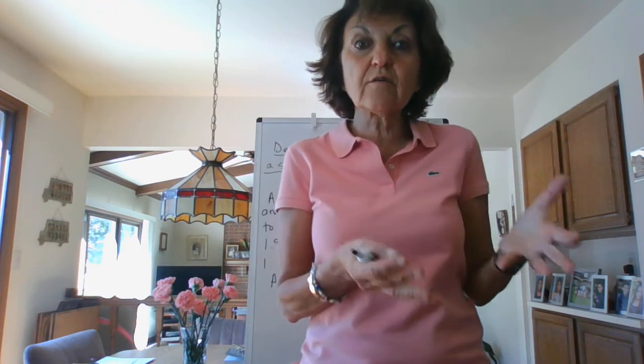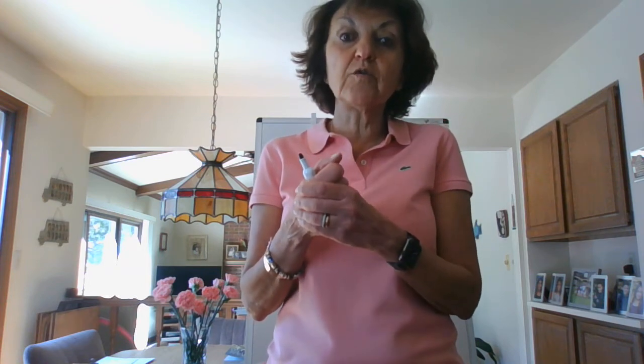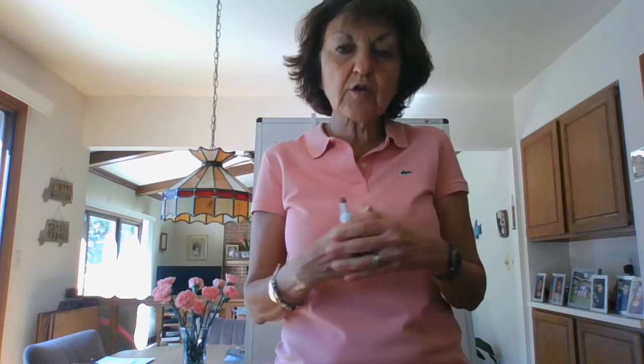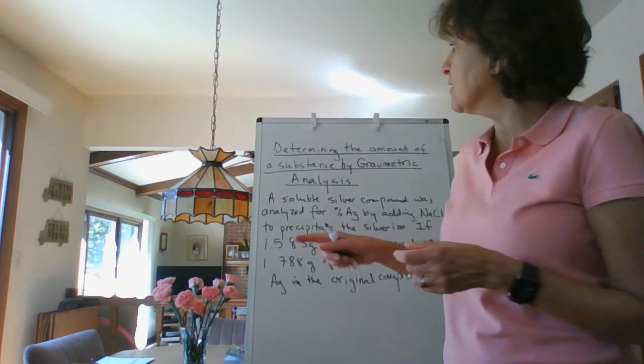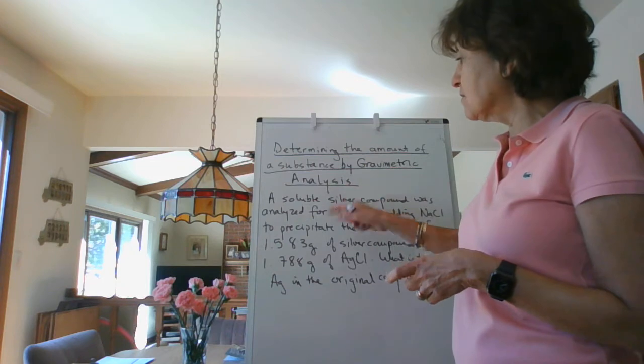So there's this silver in solution. You need to precipitate it out, and what you want to do is then calculate how much silver precipitated out, and that silver was what originally started off in that original compound. Hopefully it'll be clearer once I start going through the steps. Like I said, this process is called gravimetric analysis, determining the amount of a substance by gravimetric analysis.